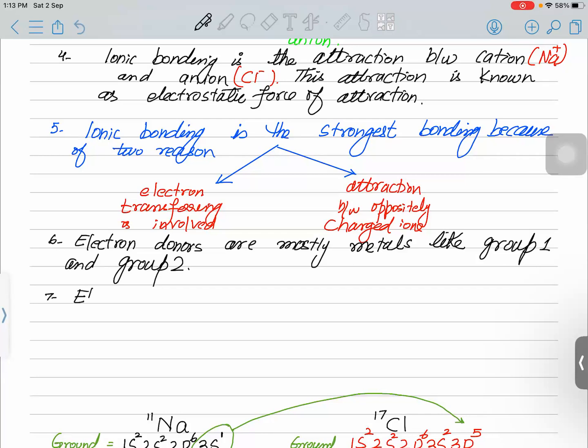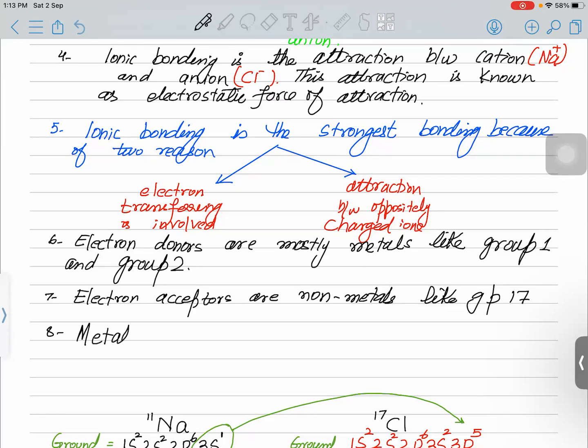Point number 7: electron acceptors are non-metals, like group 17, the halogens: fluorine, chlorine, bromine, iodine, astatine. These are non-metals. So it means metals and non-metals form ionic bonding.